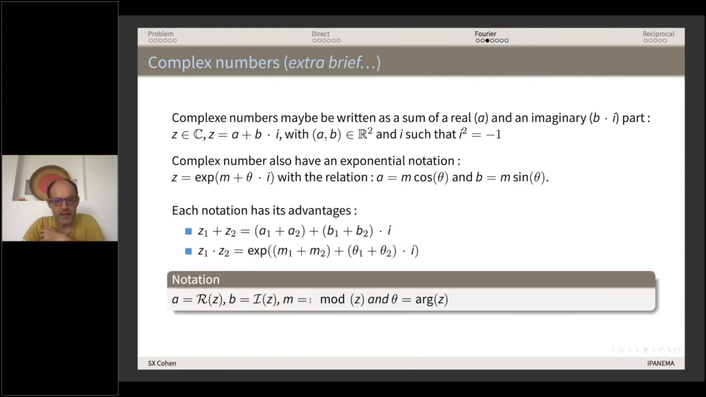And I realize that something is missing here. The modulus of z is exponential of m. I'm sorry, there is a mistake here, but okay. So for a complex number, we have a real part, which is noted this way, an imaginary part, and the modulus and an argument. And again, the modulus is not m, it is exponential of m.